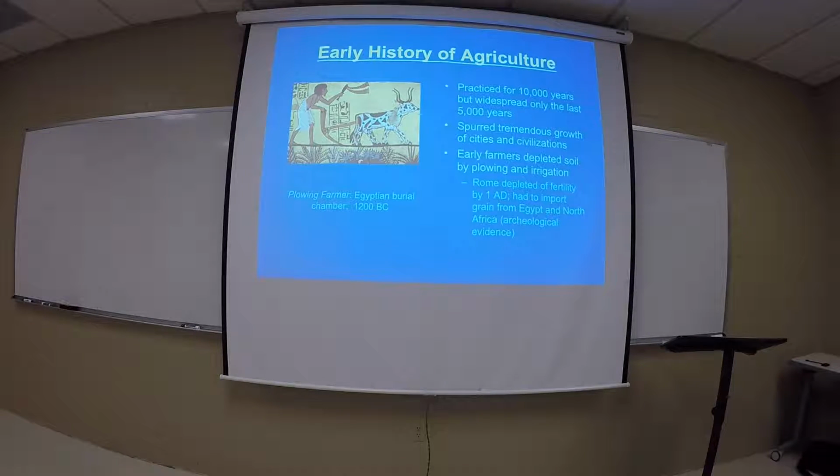just because of the agriculture that was able to be developed and be more organized and coordinated and can feed more people. But we also know that there was some bad agriculture going on, I guess, probably through trial and error. Early farmers, it's known, depleted the soil through farming practices, things like plowing and irrigation. And as an example, it's known that Rome was depleted of its soil fertility pretty much by 1 AD because of poor farming practices, and they actually had to import grain from Egypt and North Africa.